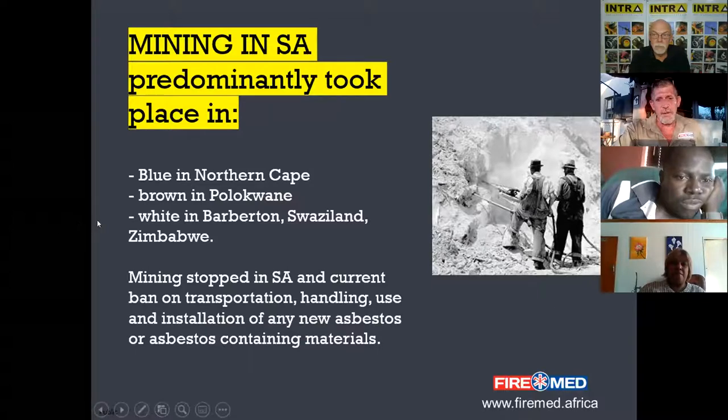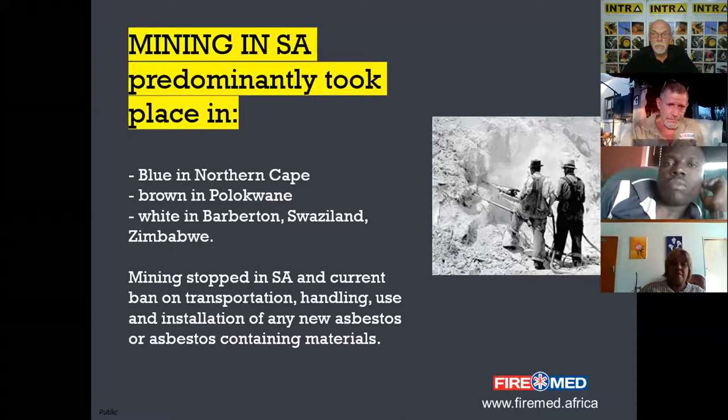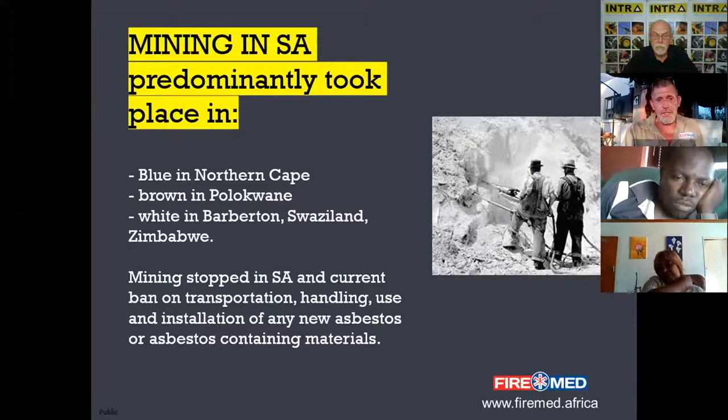Be careful of Chinese products you buy into the workplace, especially gland packings and things like that, they might just contain asbestos. All of the Chinese stoves that you get, the seal around the end of the stove contains asbestos. Mining was stopped in South Africa, and there's a current ban on mining of asbestos, the transportation, the handling, use, and the installation of any new asbestos or asbestos-containing materials.